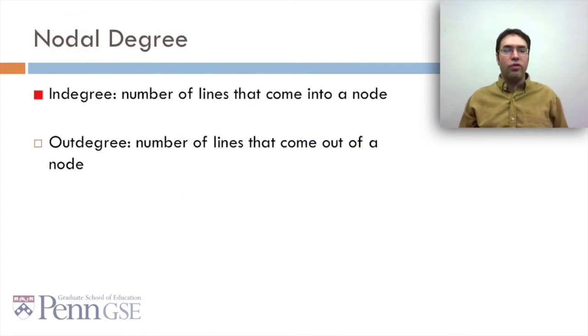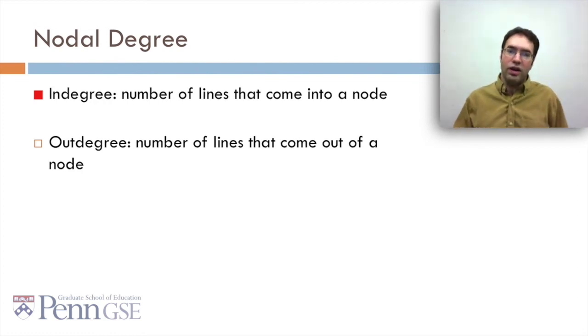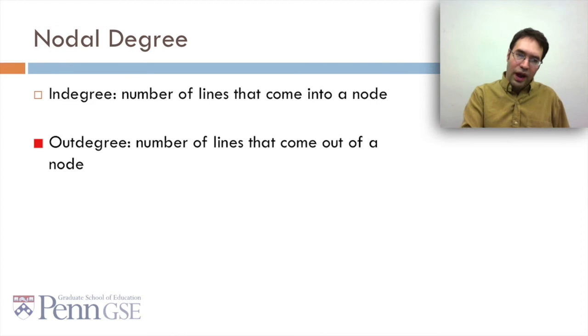With nodal degree, you can also think, if you've got a directed graph, a graph with arrows, about in degree, the number of lines that come into a node, and out degree, the number of lines that come out of a node. So if you think about that in school terms, think about the student who everyone talks to and the student who talks to everyone. Might not quite be the same thing.